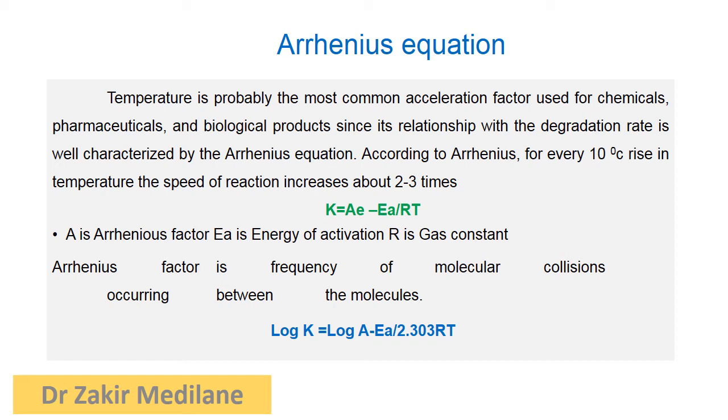Now let us see, A is the Arrhenius factor, it is a common factor, and Ea is the energy of activation, R is the gas constant. The Arrhenius factor is the frequency of molecular collision occurring between the molecules. It can be given by the equation log k = log A - Ea/2.303RT.